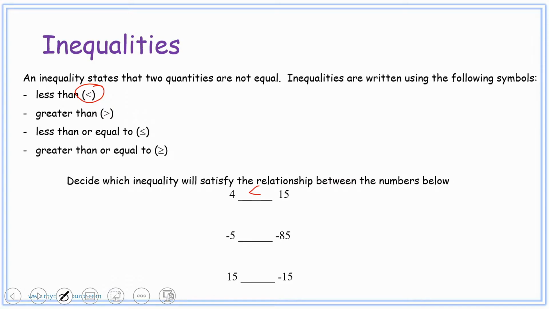All right, this one just tests your abilities for integers. Which one is the smaller number or the greater number? Which way should it face based off of the numbers that are here? Well, negative 5 is larger than negative 85, so we want a greater than sign. And then the last one, we have 15 and negative 15. Which one is greater? 15 is greater than negative 15. All right, and so we wouldn't use the greater than or equal to in these two because they're just two comparison of numbers. But we do utilize these two with algebra, and that's what we want to look at.